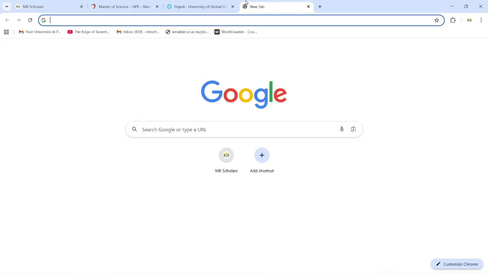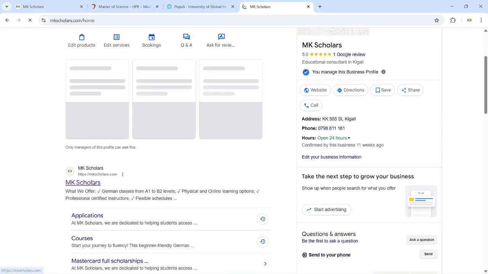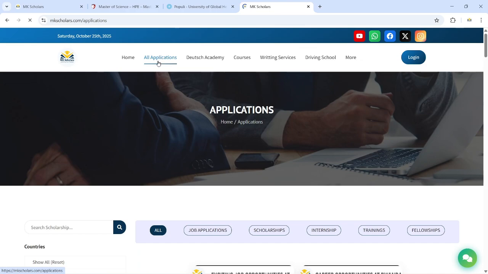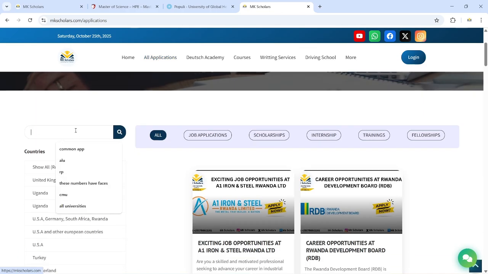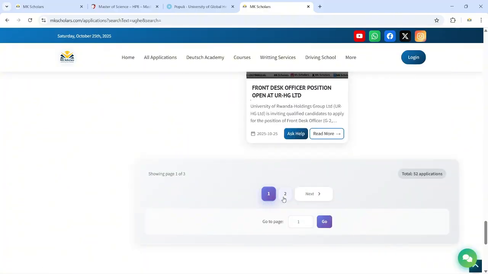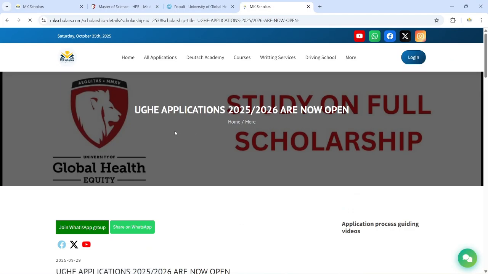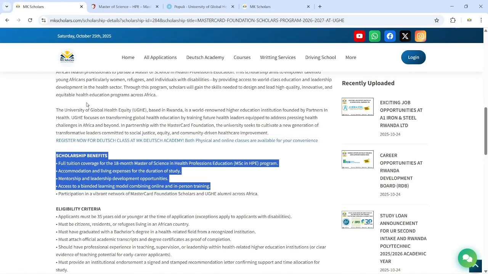You just have to go on our website here, and look for the other one for the undergraduate. You just search for UGH, scroll down, go to the second page, and this one right here is for the bachelor's degree. You see, the university is the same, the University of Global Health Equity. So the application for the undergraduate is now open, but also the Mastercard full scholarship application for the master's is open at this university.